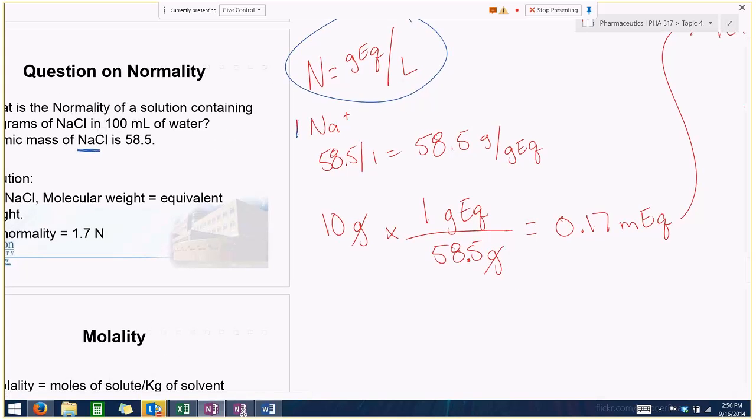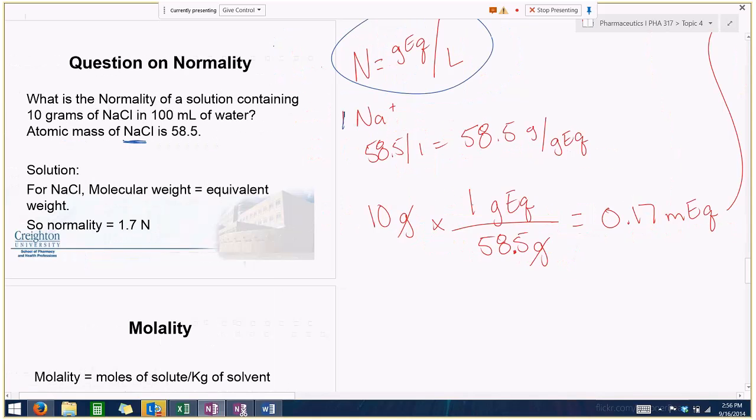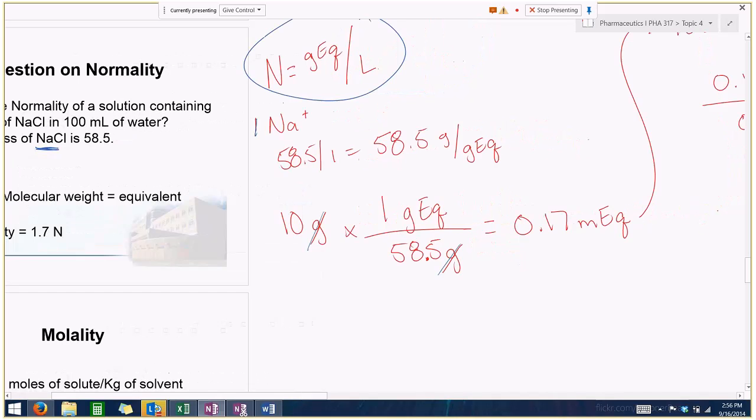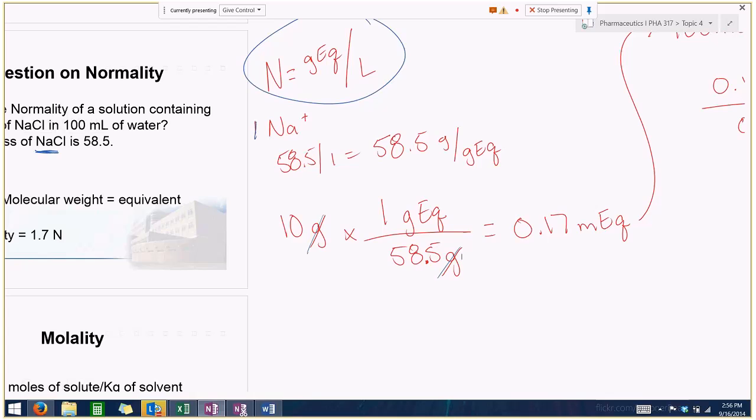So now I need to convert this to milliequivalent. Well, let me see here. Oh, I need to convert it using the 10 grams that I was given. So I took 10 grams and divided it by 58.5, and I set it up like this so you guys could see how the grams canceled out. So my 10 grams of sodium chloride has 0.17 milliequivalents. Does that make sense so far?